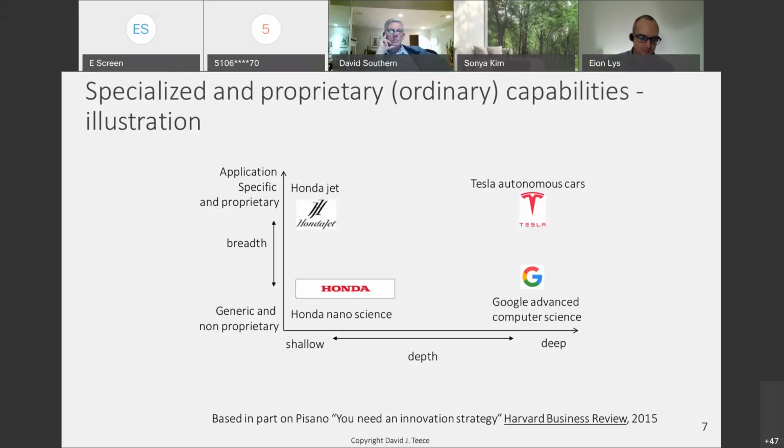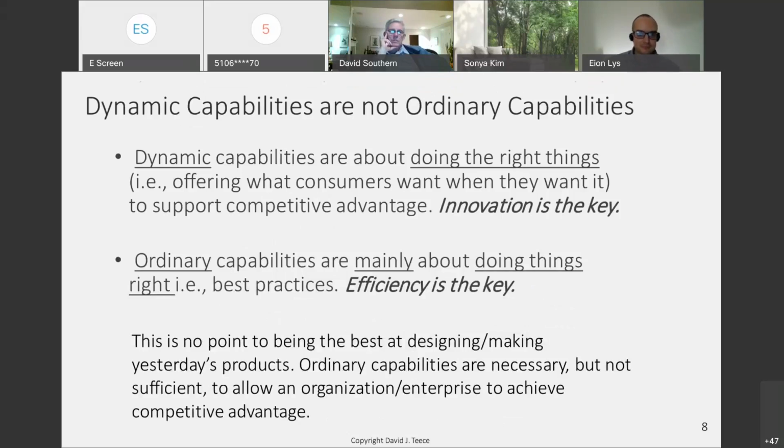Next slide, please, Ian. I'll get through this one and then I'll pause for a while. So here, let me say that dynamic capabilities is about doing the right things. This is very simple language, whereas ordinary capabilities are mainly about doing things right. This is such a simple distinction in the English language, but think what a powerful distinction this is. And think about what efficiency is all about. Efficiency is getting to best practice, and that's pretty much an ordinary capability.